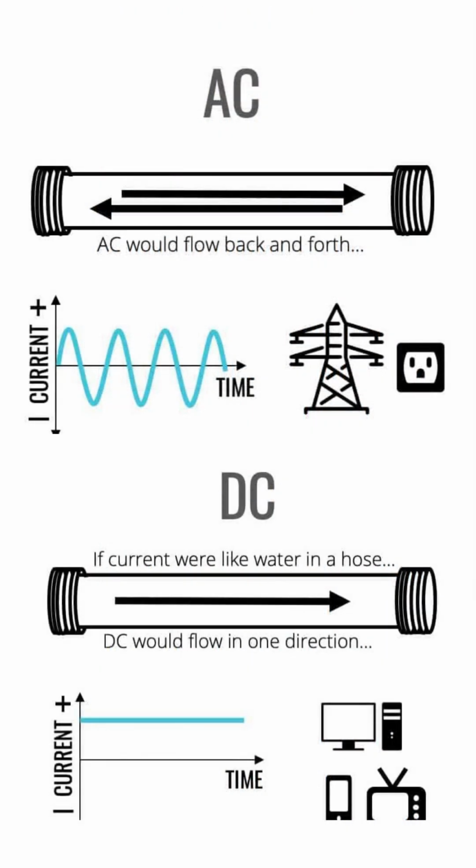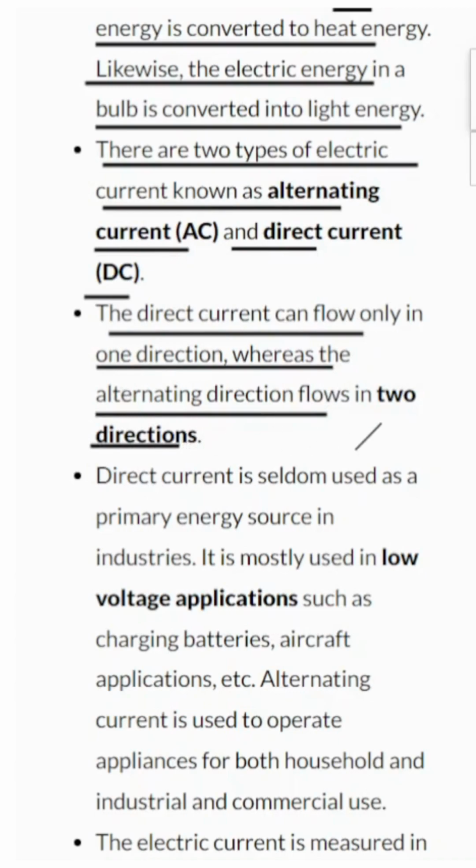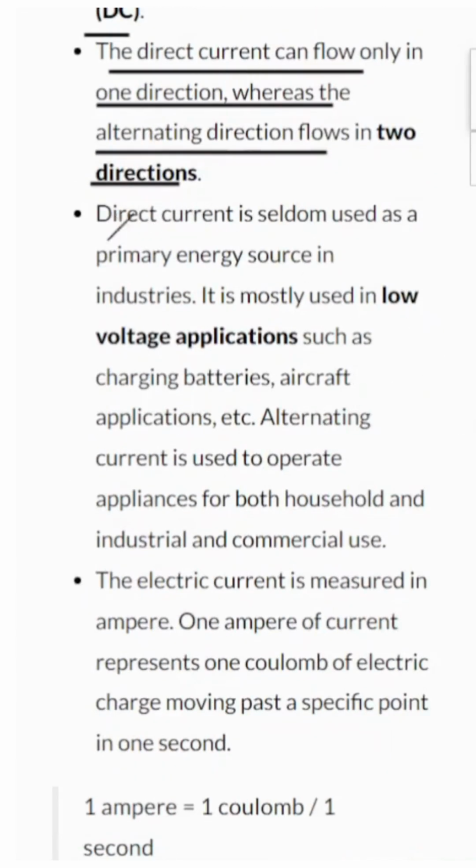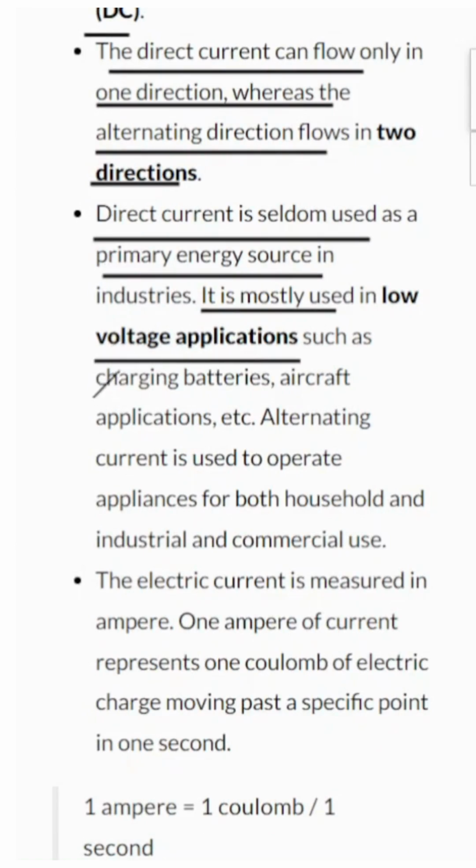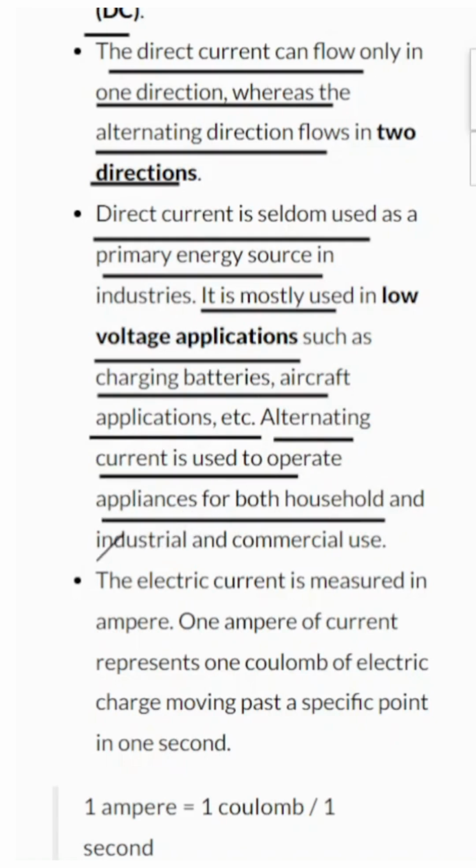Now, there are two main types of electric current: alternating current, AC, and direct current, DC. Direct current flows in only one direction, while alternating current changes direction periodically. Direct current is often used in low-voltage applications, like charging batteries or in certain aircraft applications. On the other hand, alternating current is what powers our homes, industries, and commercial establishments.